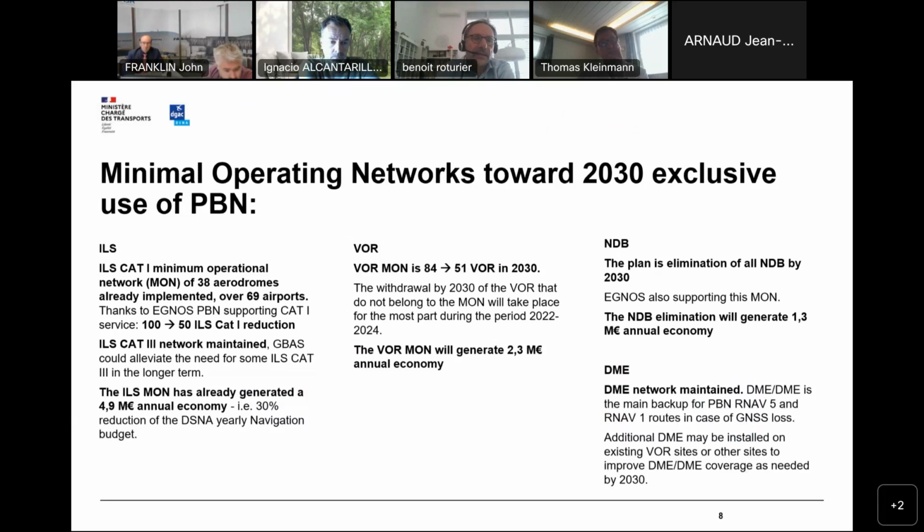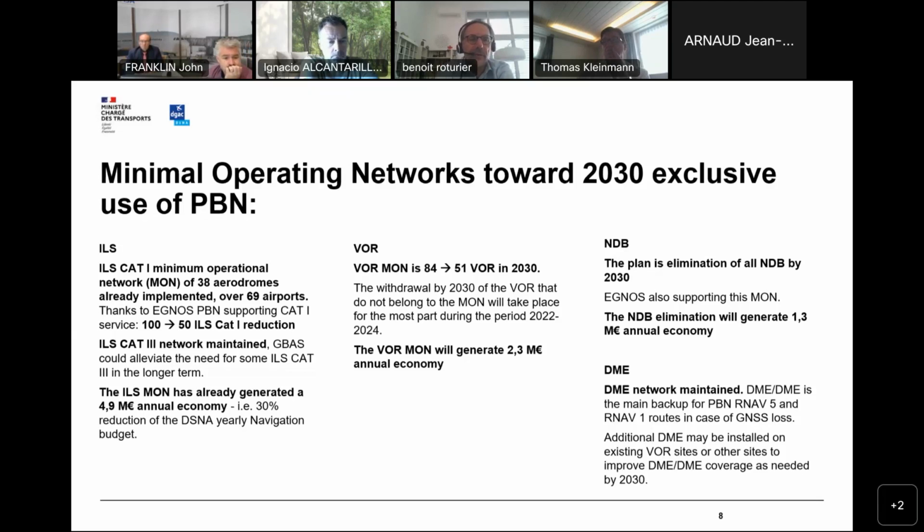Of course, we maintain the ILS Cat III network because it's not part of the regulation and we have no means to replace them at the moment. GBAS could be a solution in the longer term, but for the moment it's a bit too early to go in that direction to replace ILS Cat III.